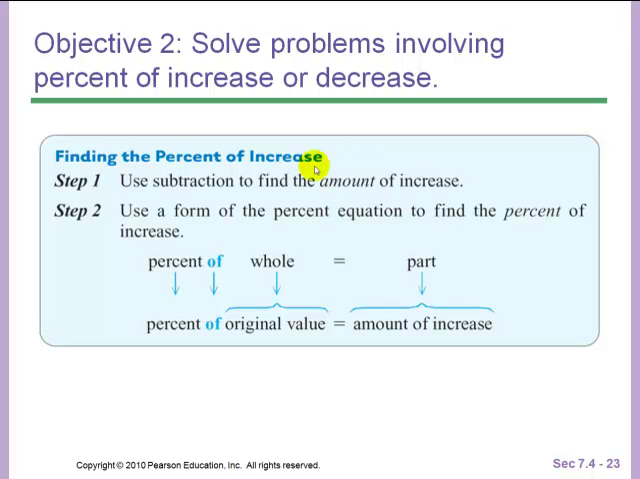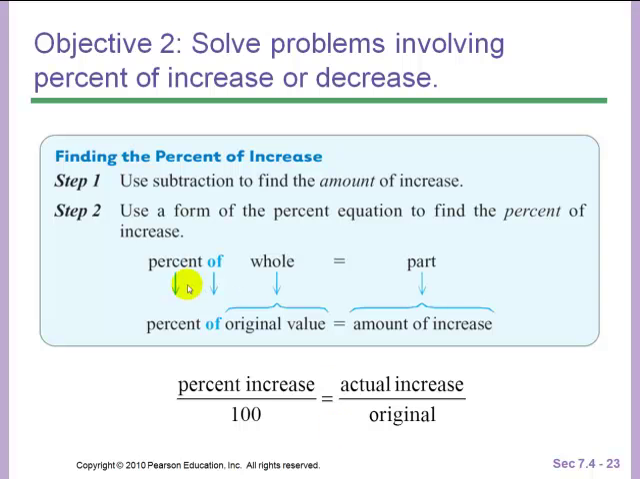When you're finding percent increase or percent decrease, the first thing you have to do is subtract to find the actual increase. Most of these problems will give you the original amount and a new amount, and you need to subtract them to figure out how much it changed. So the big thing is figuring out what the actual change was, what the actual amount of increase is or amount of decrease. Once you get that, then you can put it into either the equation or the proportion. So in the equation, it's the percent of the original value equals the amount of increase.